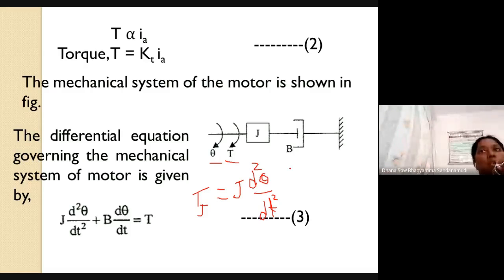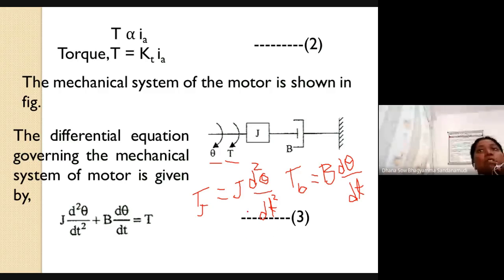Similarly, torque due to the friction. In the motor and the load, we can say torque due to the friction will be equal to B into d theta by dt. This is the torque due to friction, and this is the torque due to the moment of inertia.